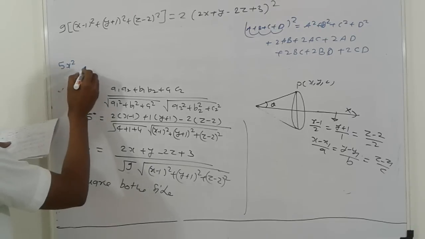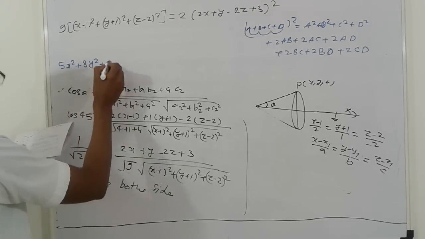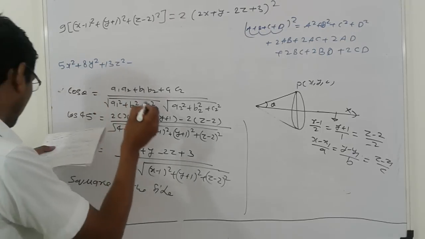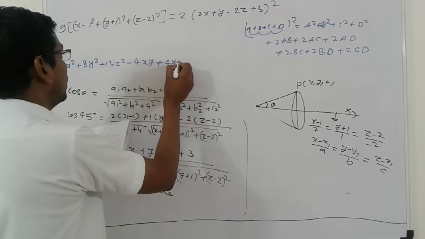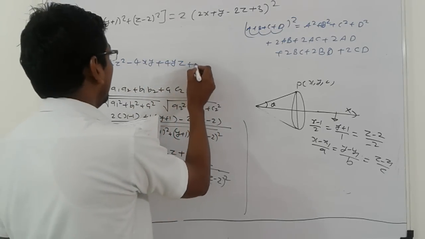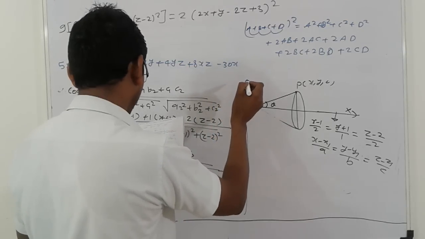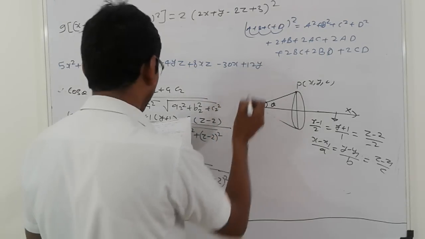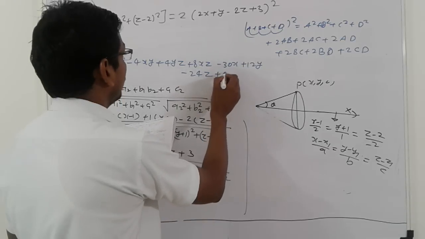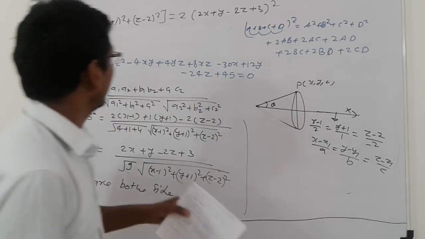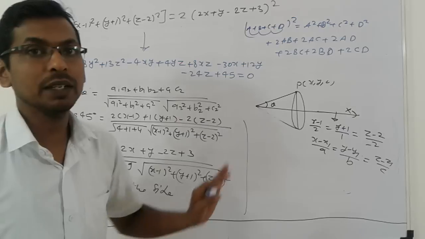अब try करें 5x square plus 8y square plus 13z square minus 4xy plus 4yz plus 8xz minus 30x plus 12y minus 24z plus 45 equal to 0. So that is the answer. Simplify, then we get answer. Using the transform left hand side, then we get answer.